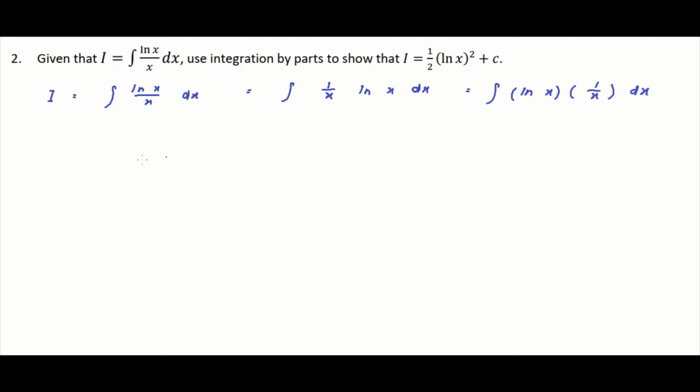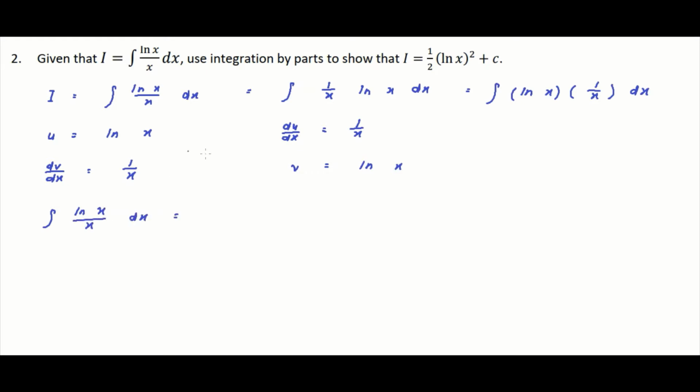Okay, so now we can continue. u equals ln x, and then dv/dx equals 1 over x. So du/dx is 1 over x, and then v equals, so what is the integration of 1 over x? You get ln x as well. Okay, so now we continue. So x over x dx.